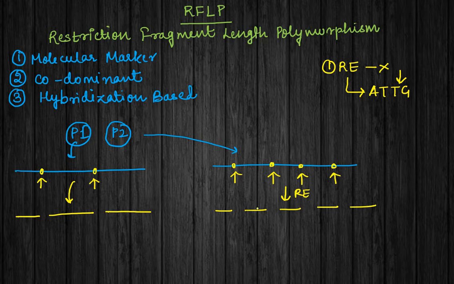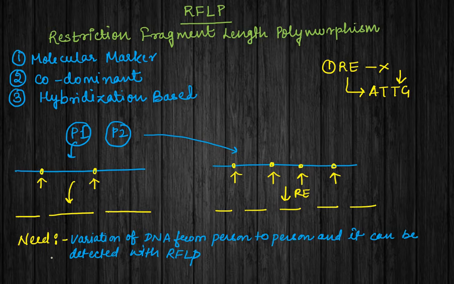So that is why the name is used to signify the whole scenario: restriction, fragment, length, polymorphism. By using a restriction enzyme, we are going to get different fragments, and those fragments will be of varying sizes, as well as that variation will be mainly from the length purpose, right? So right now I'm expecting that you are clear with what RFLP is and why the name has been given in this way.